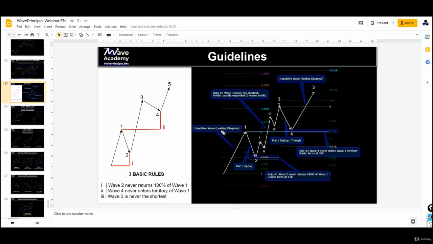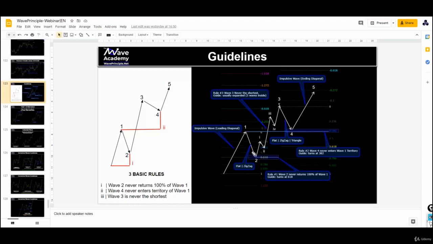For example, a leading diagonal at wave 1. That's a guideline. Sometimes you get a leading diagonal where wave 1, 2, 3, 4 overlaps 1 and 5 makes a diagonal shape ABC and then goes up. But sometimes it doesn't do that. It just goes like this, doesn't overlap, but it's still a 5-wave sequence. So leading diagonal at wave 1 is one of the guidelines.